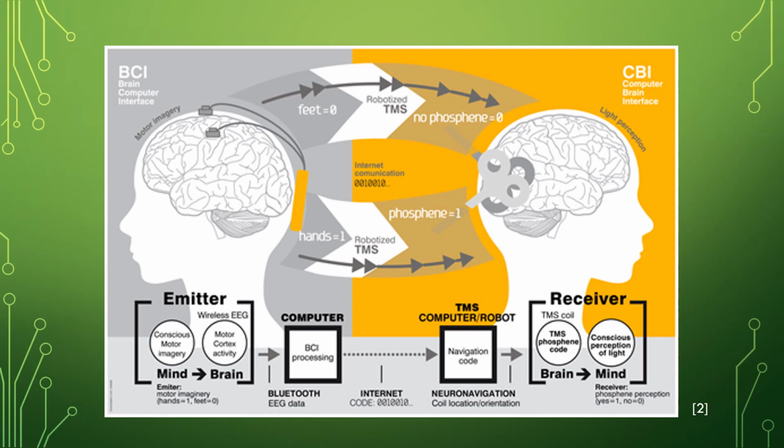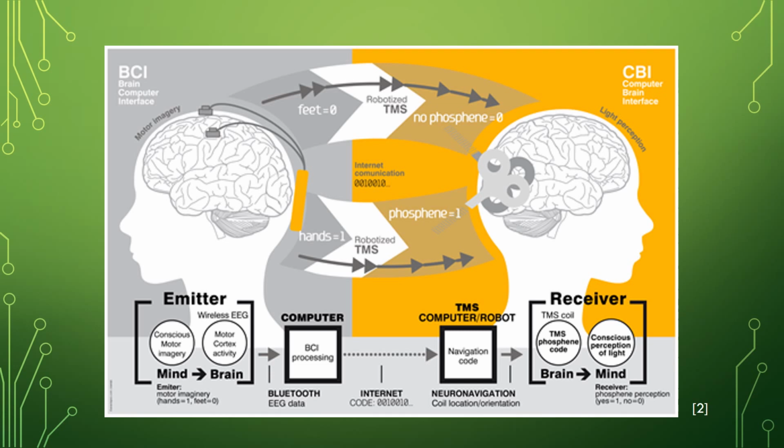Study participants were split into two groups, an emitter and a receiver. The emitter would either think of moving their feet or their hands to send a 0 or 1 binary signal. They were then given a message of zeros and ones that they had to then encode using their brain waves. This encoding was measured by the EEG and then sent across the internet to the receiver.